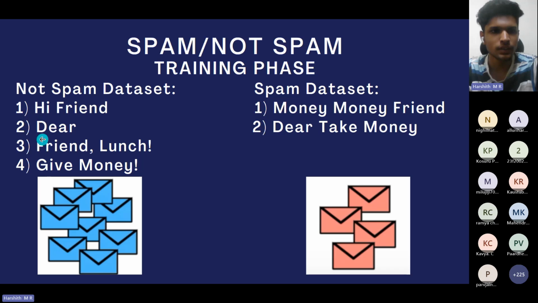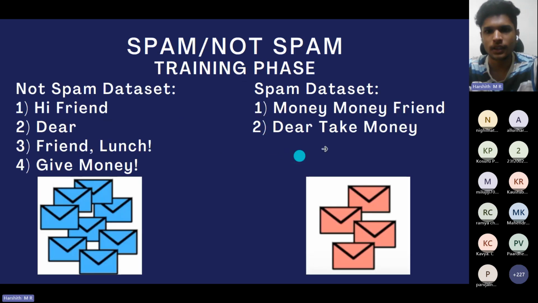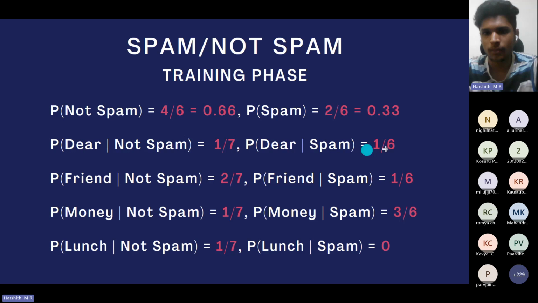So "dear" is present only once from the 7 words: 1, 2, 3, 4, 5, 6, 7. Since "dear" is only present once, it is given a probability of 1/7. And for the spam dataset, we'll see how many times "dear" is present. We have 6 words in the spam dataset, out of which only one is "dear". So the probability would be 1/6.